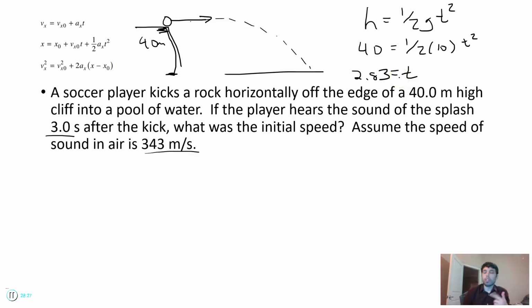But the student doesn't hear it until 3 seconds have passed. So what's happening in those 0.17 seconds that's left over, right? He hears it in 3 seconds, but it actually hit the water in 2.83. So what's happening is the sound is traveling during those 0.17 seconds, right? Where am I getting 0.17 from? 3 minus 2.83 is 0.17.